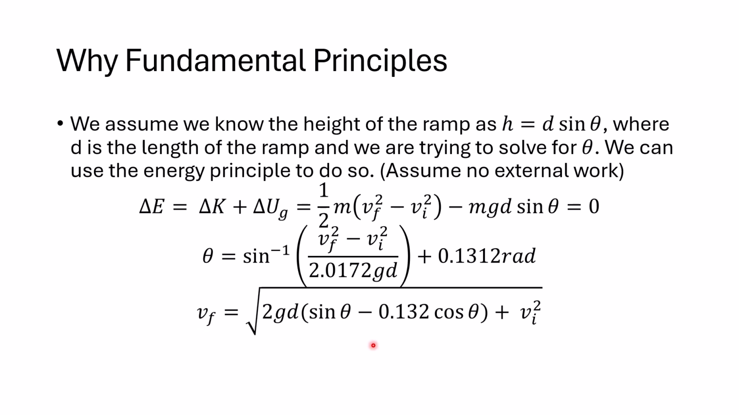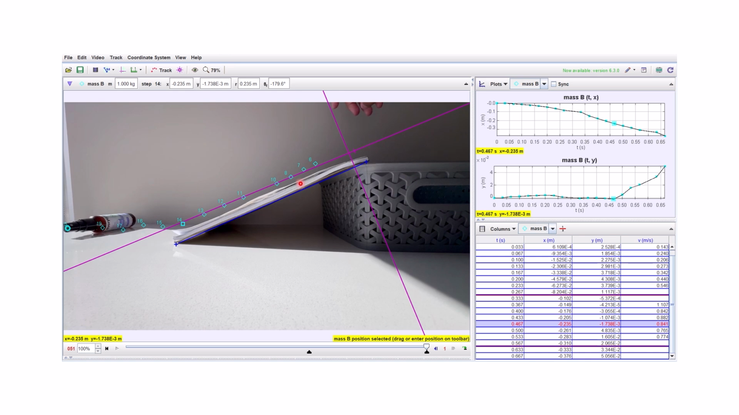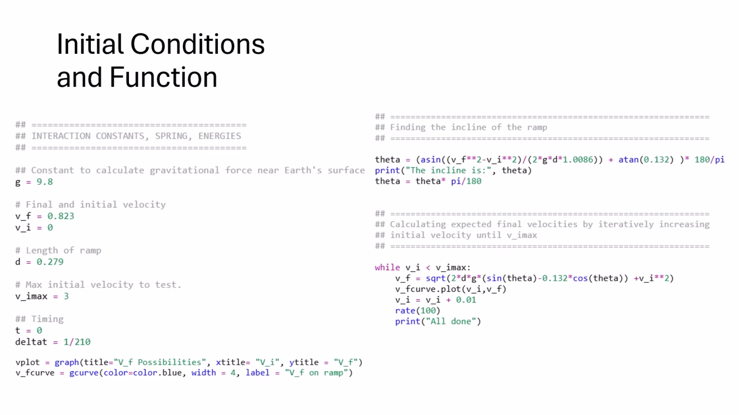An interesting note is that the final velocity of any object you roll down any ramp does not depend on the mass. It doesn't matter what the mass is. The velocity is independent of mass when it's going down the ramp, which is quite an interesting thing to think of. Now, this was my tracker. So I tracked the bottle to get that final velocity around this point. And this is my code.